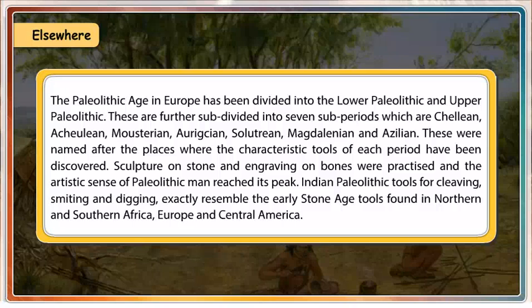Sculpture on stone and engraving on bones were practiced, and the artistic sense of Paleolithic man reached its peak. Indian Paleolithic tools for cleaving, smithing, and digging exactly resemble the early Stone Age tools found in northern and southern Africa, Europe, and Central America.